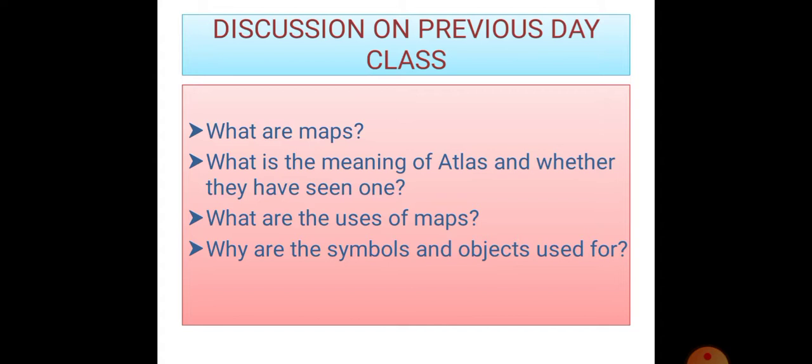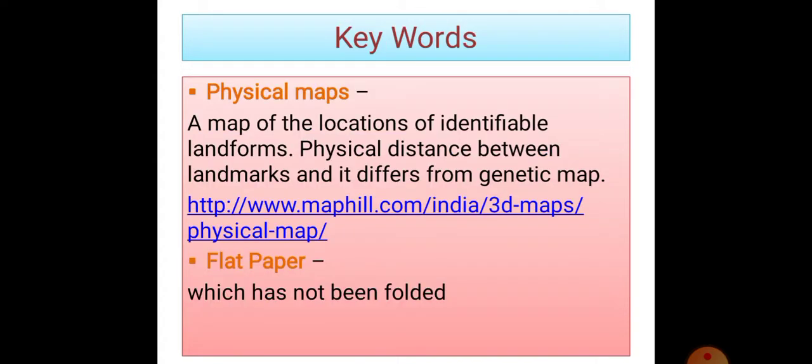What are the uses of maps? We use maps for different things: to find out the location, to know where a hospital is, and when we are traveling, if we are not able to know the route properly, then we take the help of maps. So maps are very useful for us, and we are thankful to the people who invented maps. It was the Greek people who introduced maps. What are the symbols and objects used for? Symbols and objects are used to locate monuments, hospitals, restaurants, schools, etc.